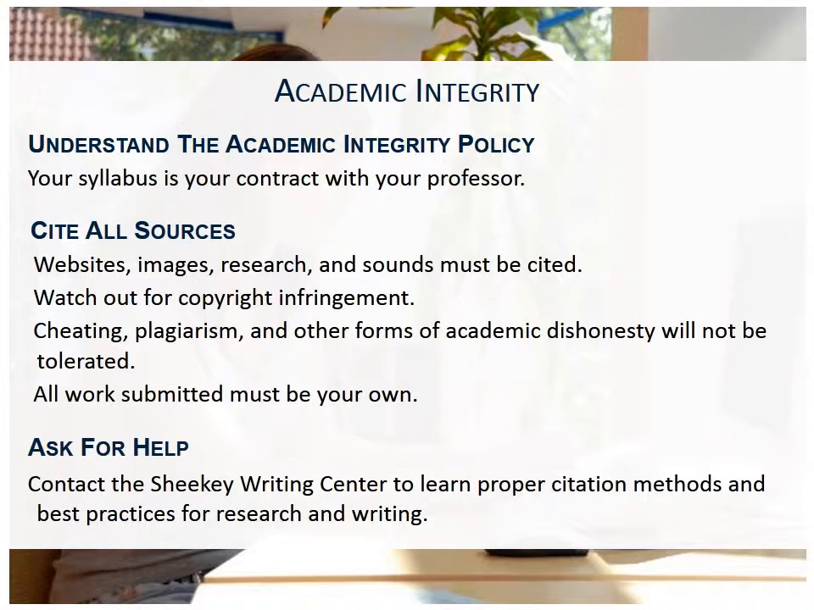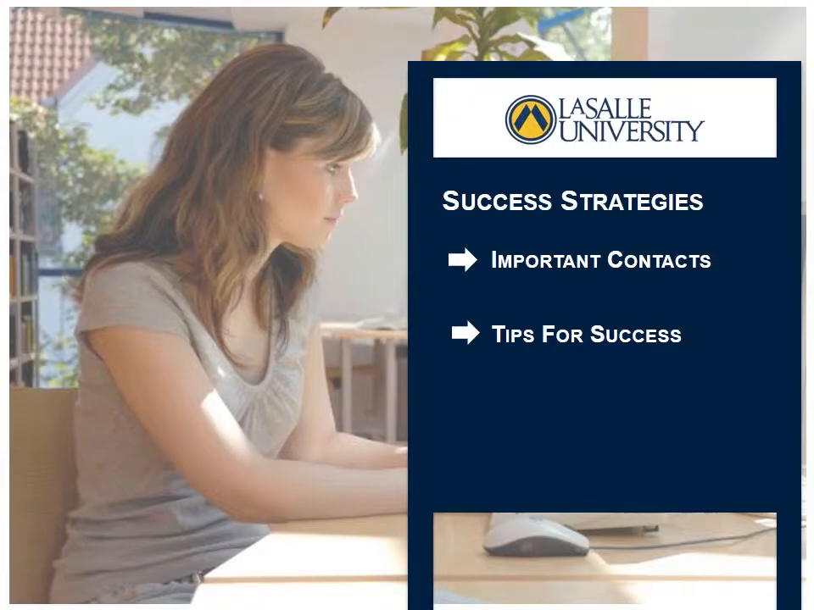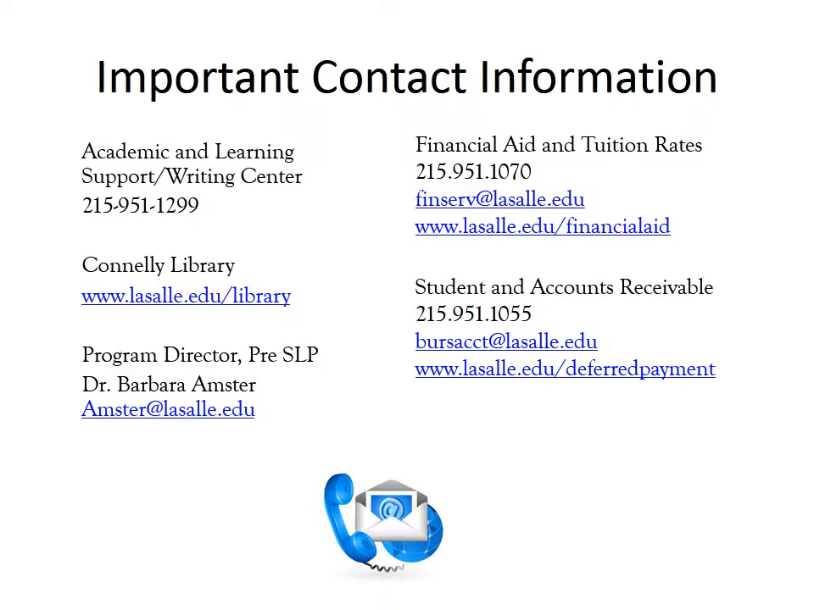So the Shiki Writing Center, which is housed under the Academic and Learning Support Services Center, can provide you with information on how to properly cite your work so that you can avoid plagiarism. Some important numbers to know: the Academic and Learning Support Center, which offers the Shiki Writing Center and writing assistance as well as tutoring. Their number is 215-951-1299.